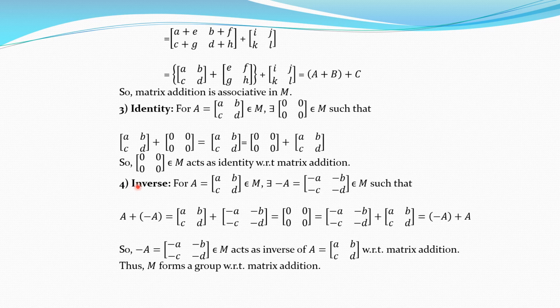So for matrix A equal to A, B, C, D, we must add minus A, minus B, minus C, minus D. Then only A plus minus A equals minus A plus A equals the 0 matrix, which is identity. So for every matrix A, minus A acts as inverse of A with respect to matrix addition. Thus, matrix addition is a binary operation on M. Then it is associative, the 0 matrix is the identity element, and for every element in M, minus A is its inverse. So M forms a group with respect to matrix addition.